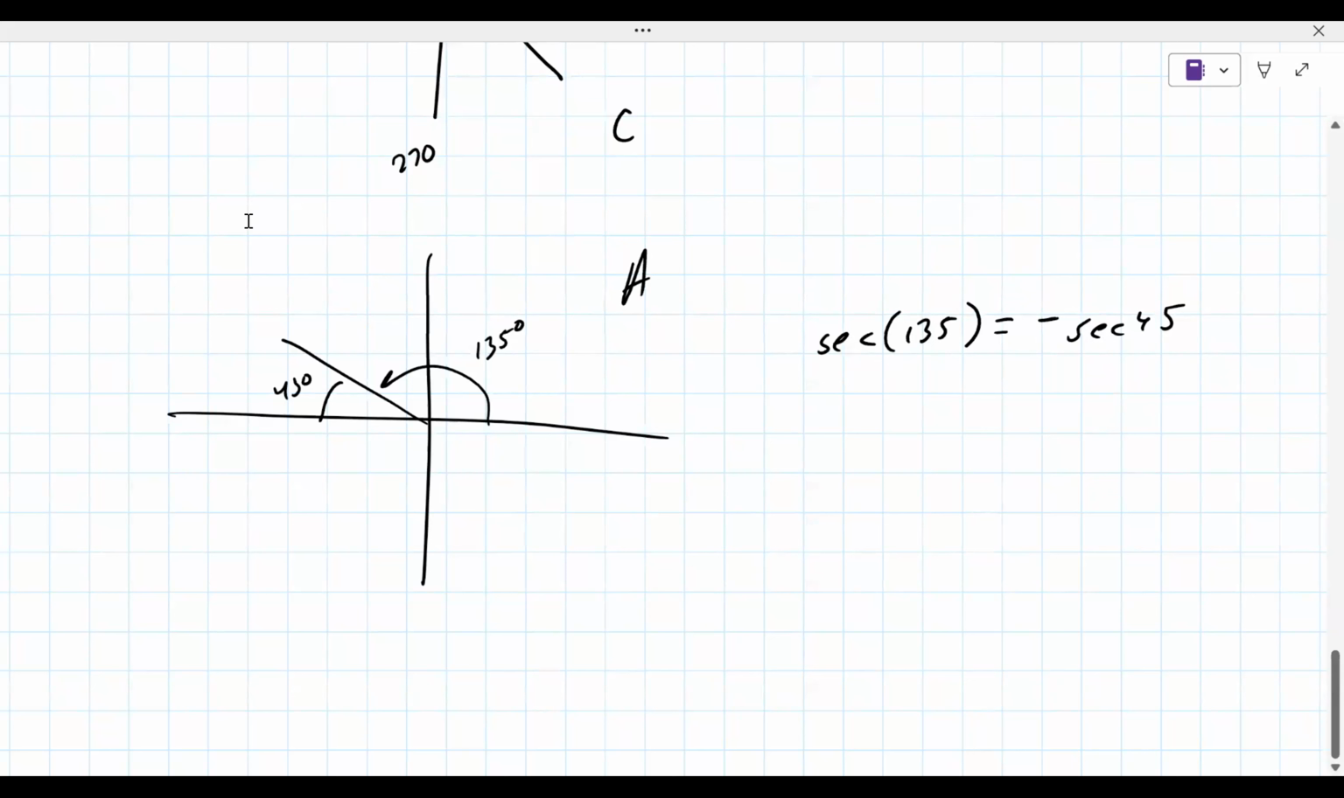Do I read it like that? Okay, no, you're fine. I think you want to put the negative in front. It's always a guess what these things actually want. So it's negative secant 45. Yes. Negative secant 45. Okay, yeah, it took it.